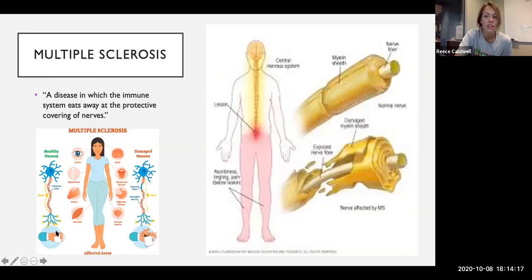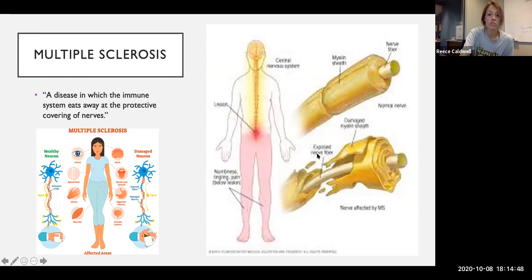So if you know anyone or you personally have multiple sclerosis, it's a pretty serious disease. I have a really good friend that I met when I first came to Texas State that has multiple sclerosis. It is a disease in the immune system that eats away at the protective covering of the nerves, AKA the Schwann cells in the myelin sheath. So here you can see that individual Schwann cell that comes together to form the myelin sheath.